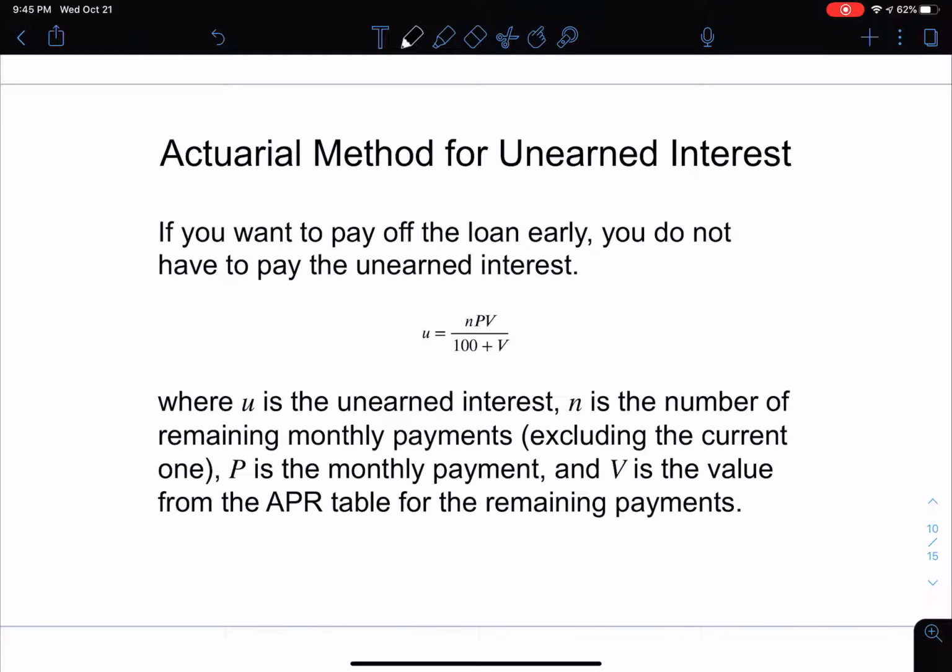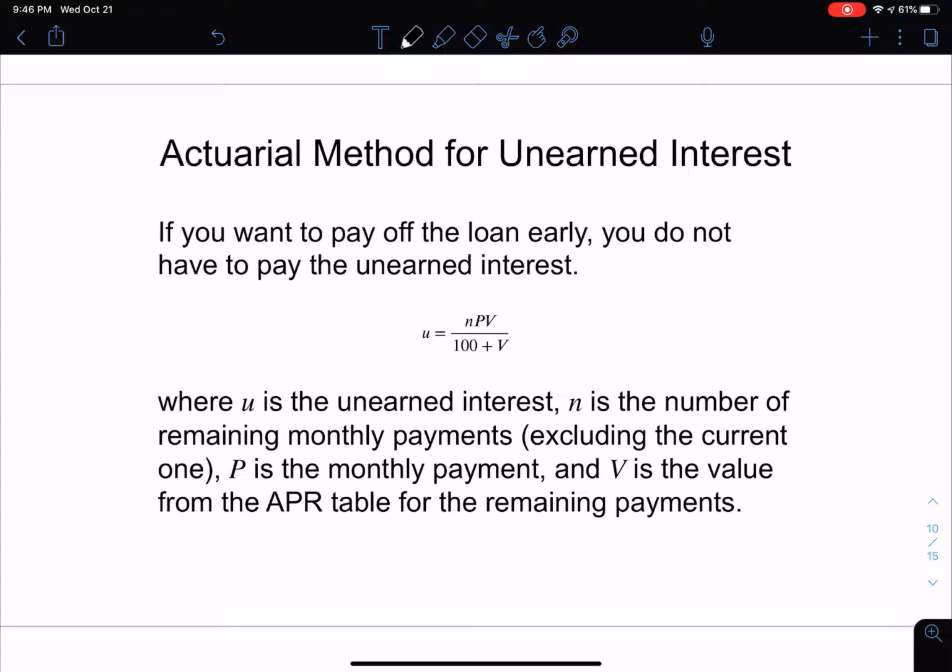Like if you have a 24-month loan and you want to pay it off after 6 months, you don't have to pay the remaining 18 months of interest. You have to pay the remaining principal, but not whatever interest would have accrued, because interest is the charge for using your money. And if you're no longer using the money, then you shouldn't be charged for it anymore.